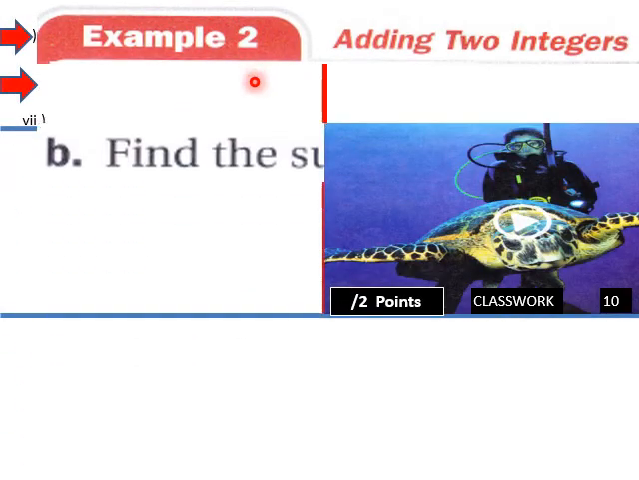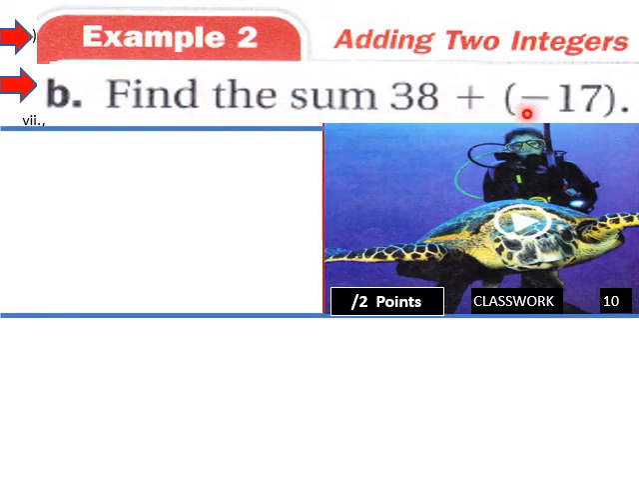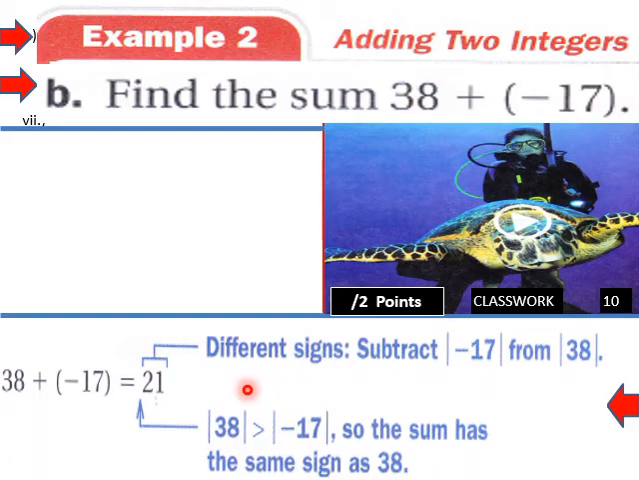Let's try another one here. Find the sum of 38 and negative 17. We have different signs here, right? So what do we do with different signs? We keep the sign of the larger integer. The absolute value of 38 is larger than the absolute value of negative 17, right? So 38 is larger, so we know it's going to be positive. 38 is larger than the absolute value of negative 17. So the sum has the same sign as 38, which is positive. So it'd just be like 38, and then we go to the left 17 units, and we end up at 21.